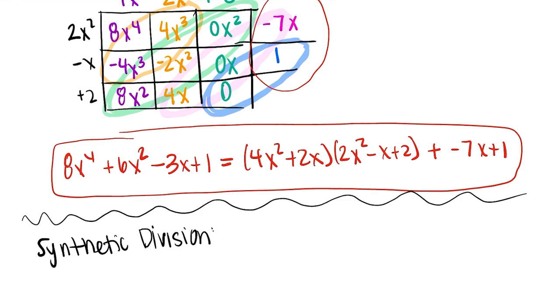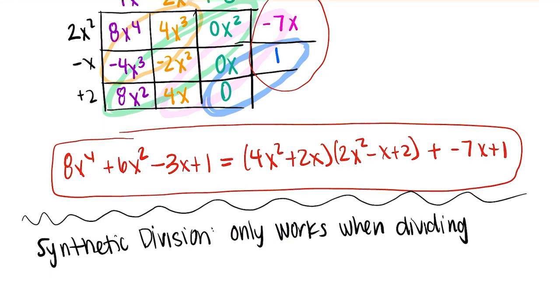So synthetic division only works when dividing by something in the form x minus a. If you have a number in front of the x, if you have an x squared, you can't use synthetic division. So there are very specific times you can use synthetic division.